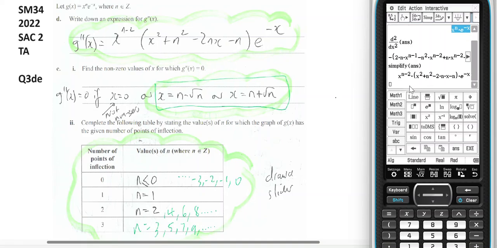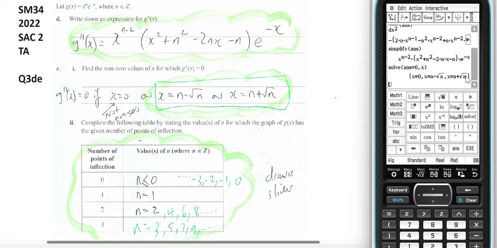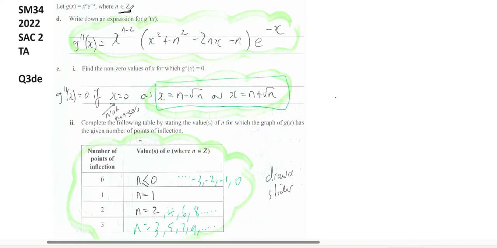And then to find all values for which the second derivative is equal to 0, I'm going to make that answer equal 0 and solve for x. And I get those three answers, and they're the three answers there. Remembering that n are integers. So n is going to equal -3 or -2 or -1 or 0 or 1 or 2 or 3.